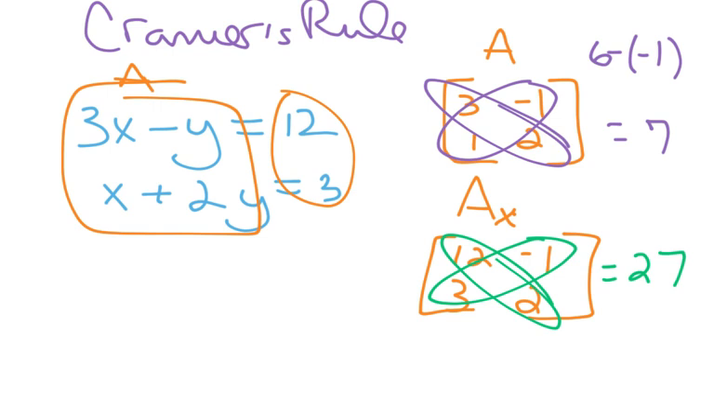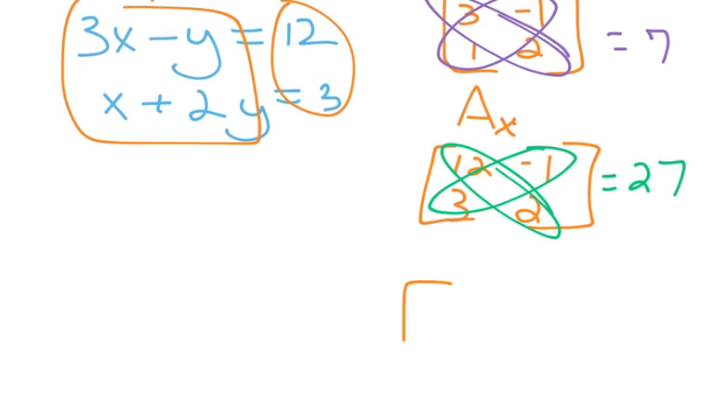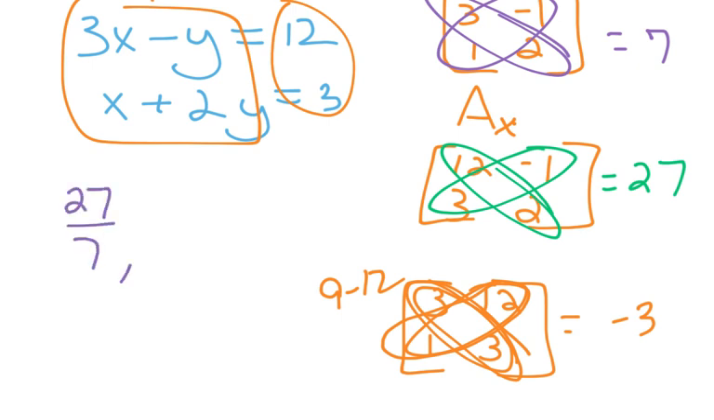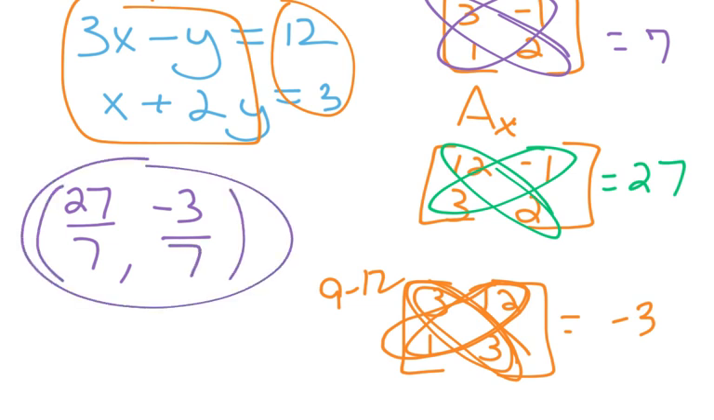And then do the same thing for Y. So the X's are back to the same, and now the Y's are changed with 12 and 3. So that's the determinant here: 3 times 3 is 9, 1 times 12 is 12. So 9 minus 12, which gives you negative 3. So then our solution is X is 27 sevenths, we're dividing those, and Y is negative 3 sevenths. That's your solution. And you could do that with elimination, but I'm going to ask you for Cramer's rule.